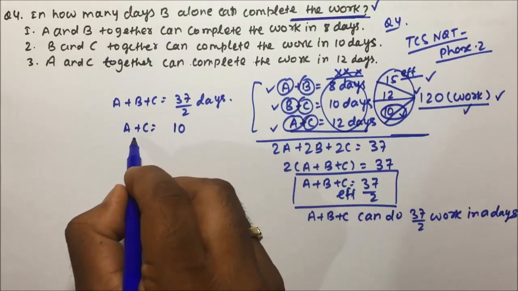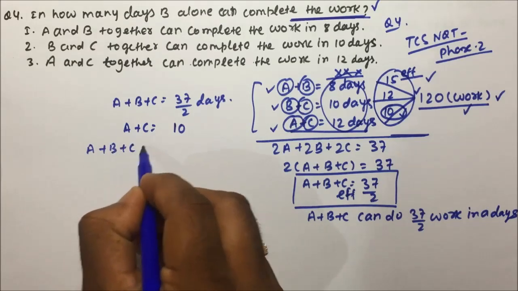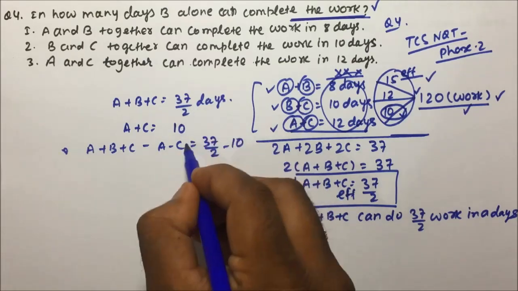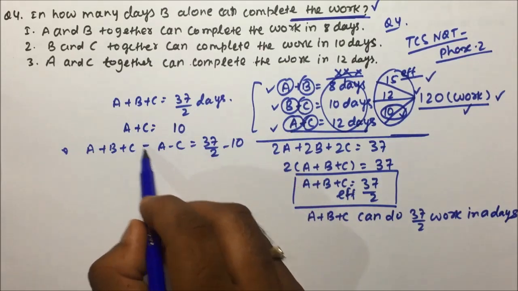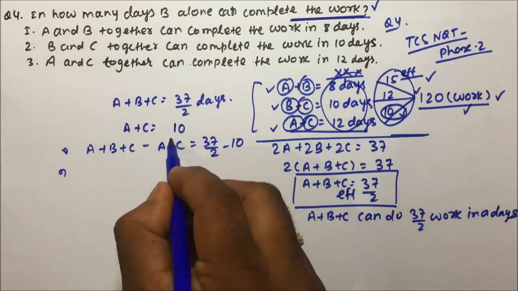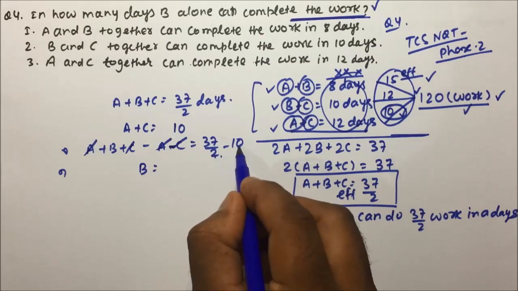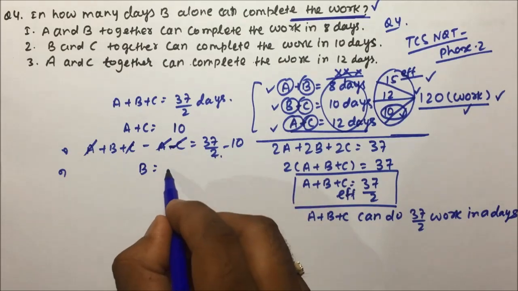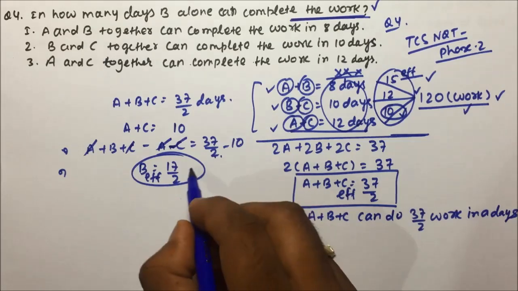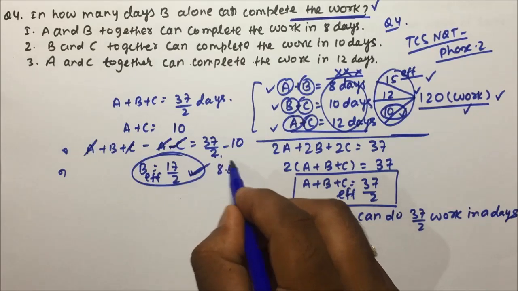So we got A plus B plus C and we got A plus C. Now I am going to subtract: A plus B plus C minus A minus C, so 37 by 2 minus 10. If you subtract, minus A and minus C. Now A and A cancel, C and C cancel. So B will be equal to, if you take LCM, 20 subtracted from 37, then 17 by 2. So the efficiency of B we got is 17 by 2. That means B can complete 17 by 2, or 8.5 work, in a day.